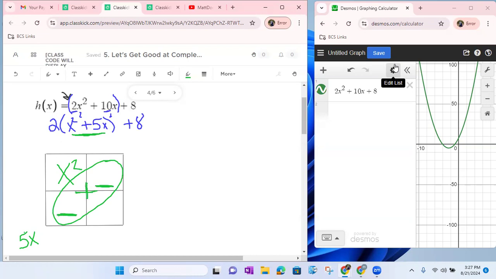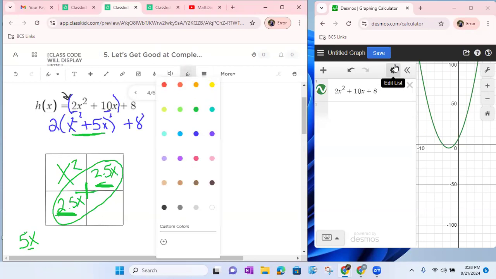Well, how do we do that? If I know I want to take 5x and break it into two pieces that are the same and add to 5x, I'm just going to take 5 and divide it by 2. So that would leave me with 2.5x and 2.5x. And from here, we can actually complete the square on the outside. So let's take that a little bit further.